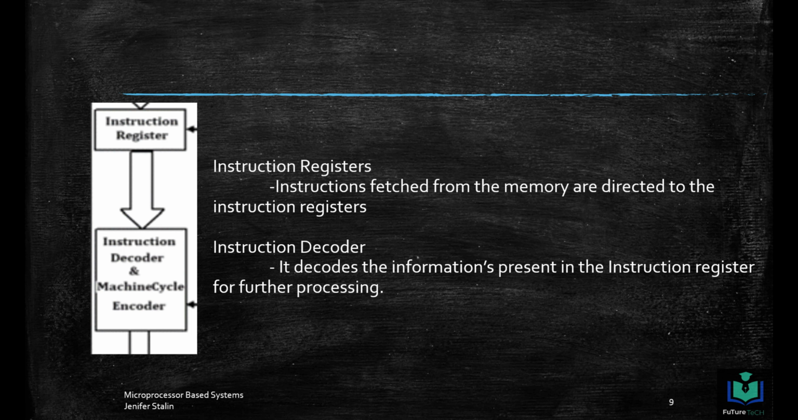The next is about the instruction registers. These registers usually carry the information about the instructions or programs. The instructions are fetched from the memory and are directed to the instruction register. After the instructions are seen in the instruction register, they are decoded with the help of the instruction decoder, which decodes the information present in the instruction register for further processing.